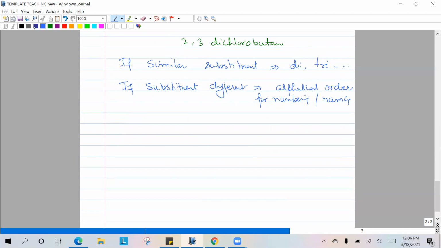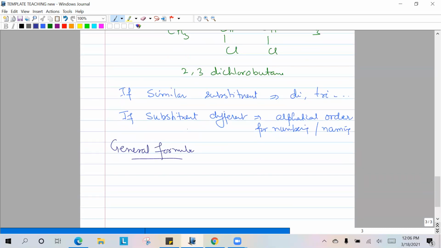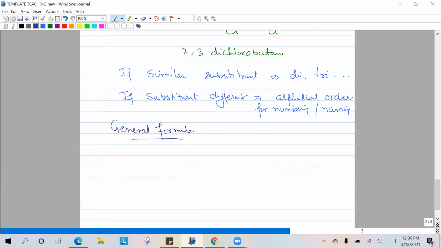So if someone asks me what is a general formula, based on so many different examples I have taken, you can add all the carbon atoms and so on, you will find the general formula would be CnH2n plus 1.